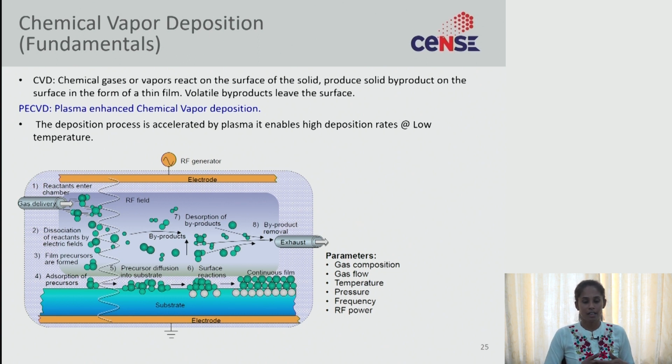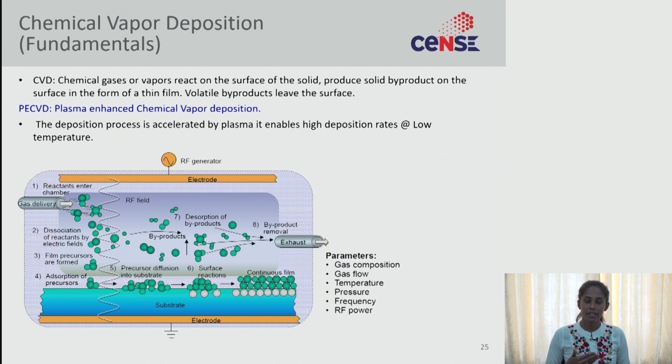There the process is driven by temperature, but here the process is accelerated or driven by a plasma generated in the chamber. Okay, so I think as I explained how the process sequence takes place in the etching process, the deposition process will also take place the same way. First, the reactant species enter the chamber, that means the gases will be delivered into the chamber.